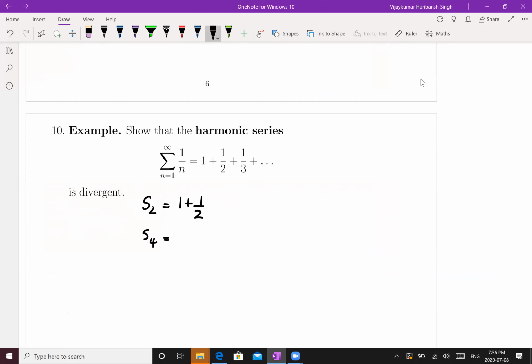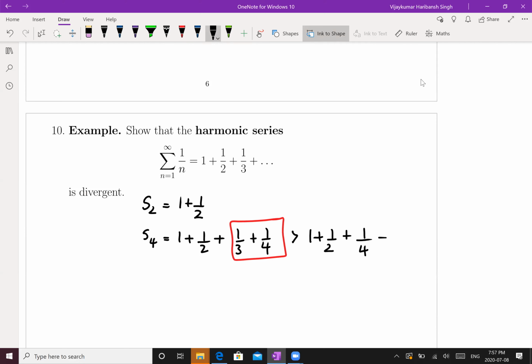So what about S4? I'm basically jumping through it. I'm not writing S3, but I'm going to write S4, then I'm going to write S8, and you will see why. So S4 is going to be 1 plus half plus 1 by 3 plus 1 by 4. Now I can combine these two together. So this is going to be greater than 1 plus 1 by 2. And of course, 1 by 3 is greater than 1 by 4, right?